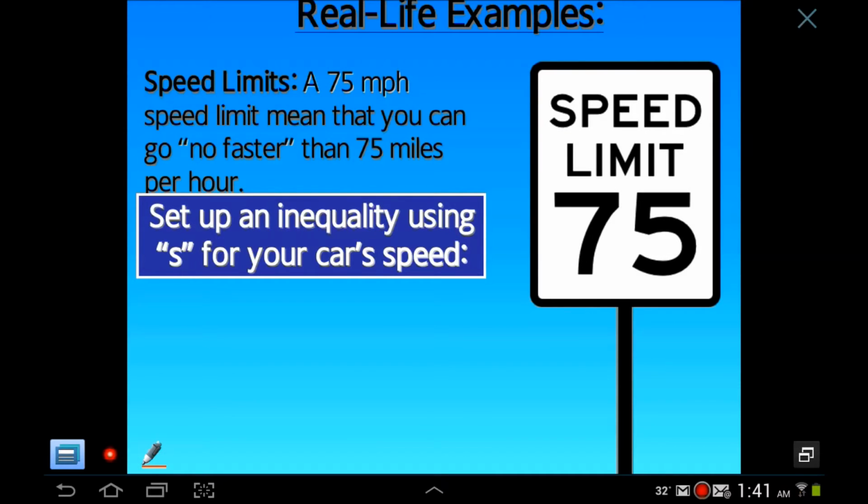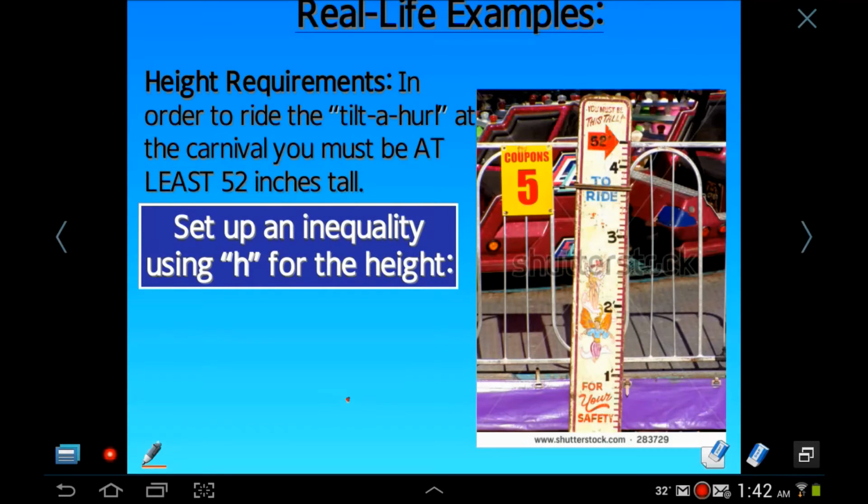Okay, our next real life example here is a height requirement for a carnival ride, or any kind of ride. This came to my mind when I was thinking of what I could use for an inequality where we look at height. And let's look at this right here. Here's a sign. Again, I pulled this off of Google Images, but what we have is, in order to ride the tilt-a-hurl at the carnival, you must be at least, and there's the key phrase, at least 52 inches tall.